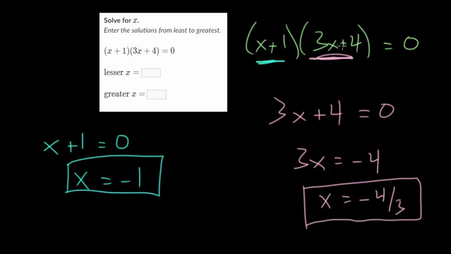But let's check it. So if you put that in, the 3's cancel, so you just get minus 4 plus 4, which is 0. So we checked both of these. They both made sense. And the one that is lesser is the bigger negative number. So that would be minus 4/3, since this is really just minus 1 1/3. So it's slightly bigger than this one. So you'd put minus 4/3 into that box and minus 1 into that one.